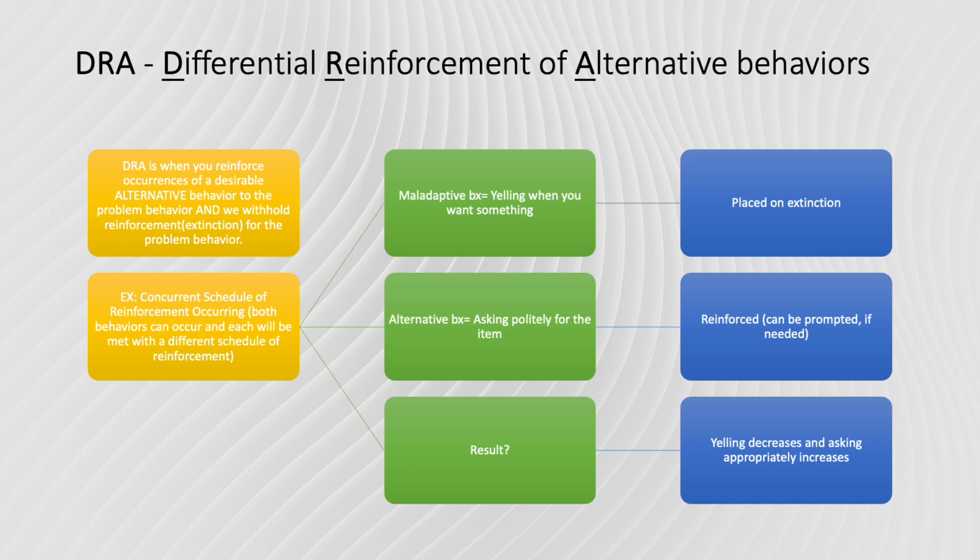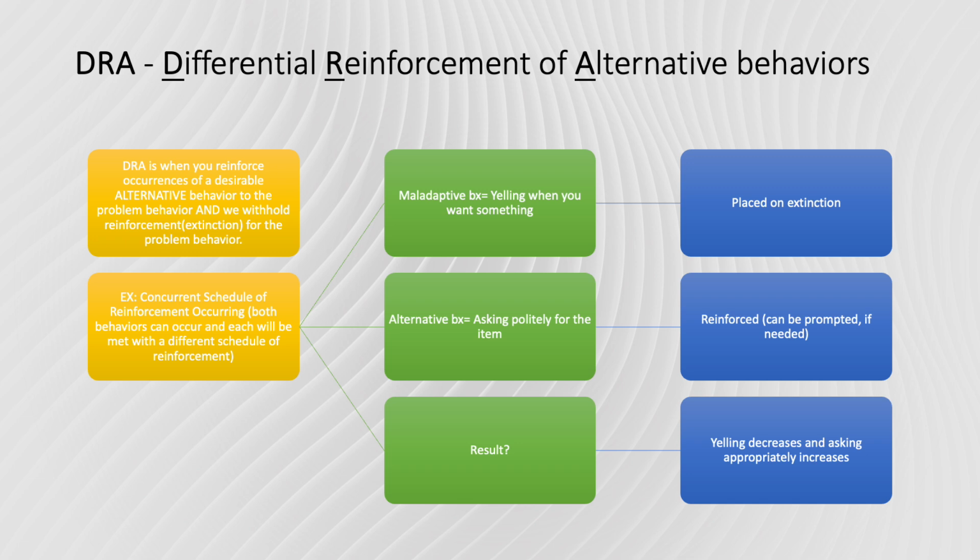The other behavior you would place on extinction, or in some cases, you will just reinforce that behavior at very low rates. I'll talk about that a little bit more later. So basically, differential reinforcement of alternative behaviors involves two behaviors that are occurring, or can occur, at the exact same time, meaning that there is a schedule of reinforcement available for each of those two behaviors at any given time.